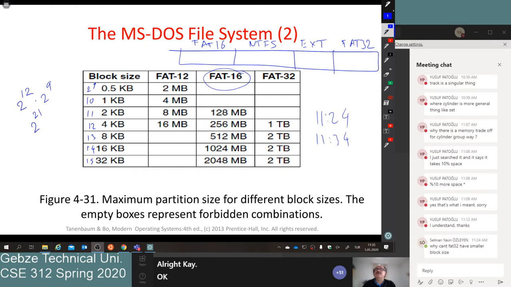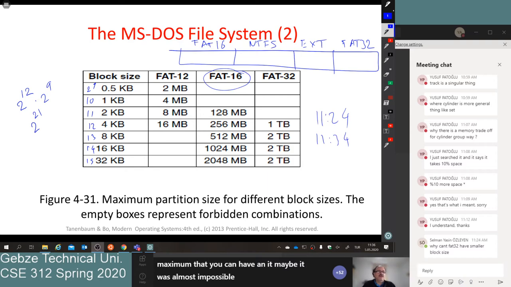Okay. So Salman has a question. That's a good question. Why can't FAT32 have a smaller block size? He's not asking me why FAT12 doesn't have 8 kilobyte block sizes. Actually, it is almost the same question. During FAT12 days, FAT12 and 16 came before FAT32, we didn't have such big disks. So with FAT16, a 2 gigabyte disk was the maximum that you could have, and maybe it was almost impossible.